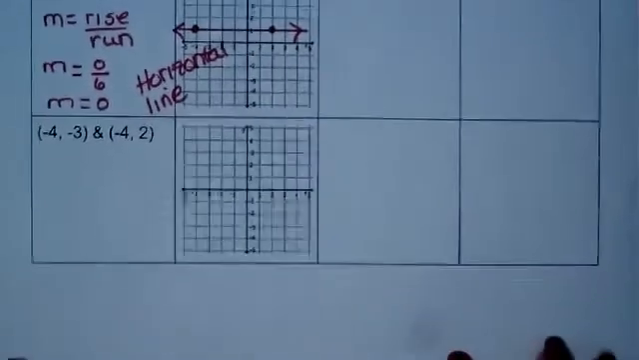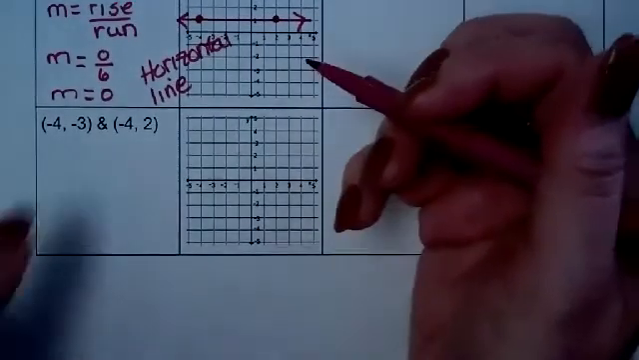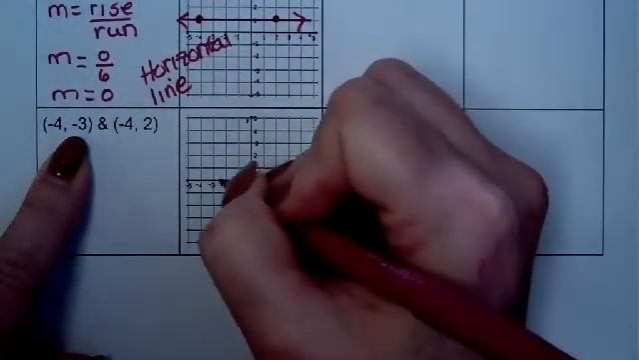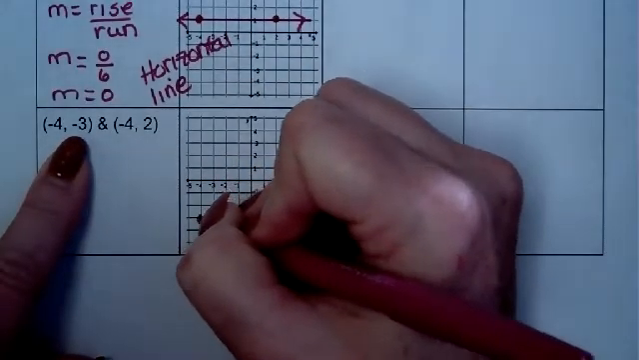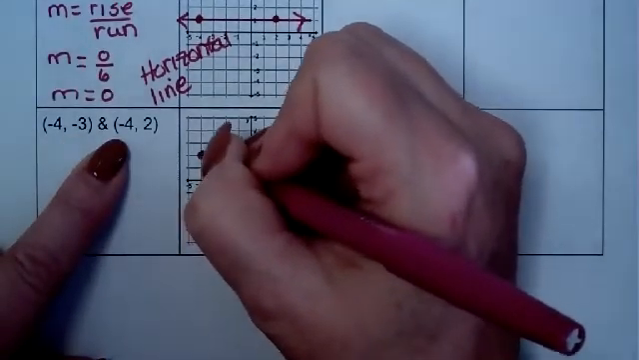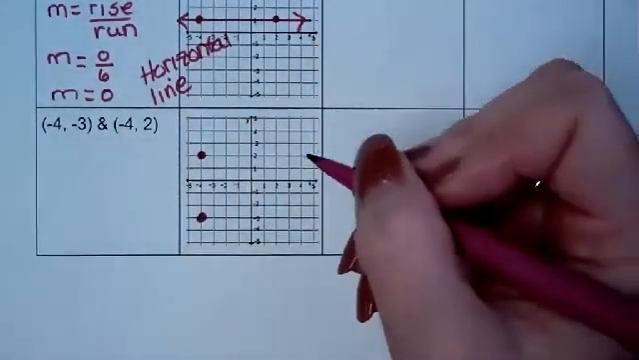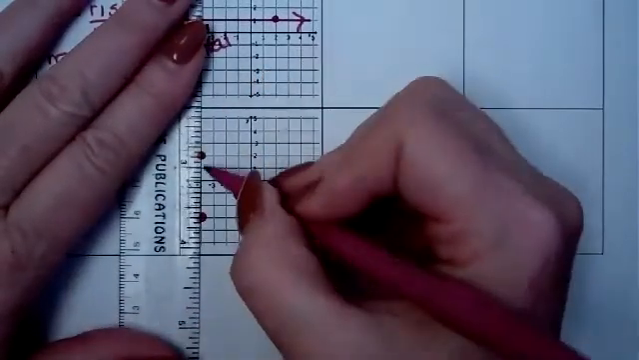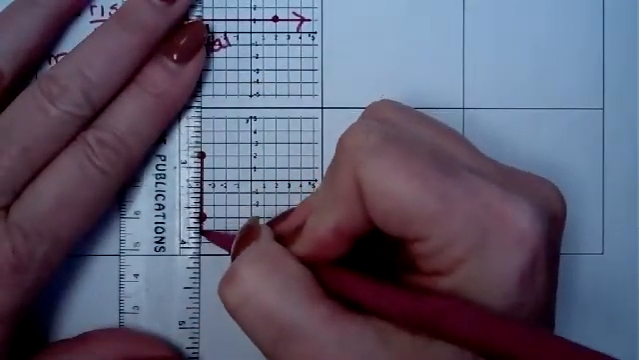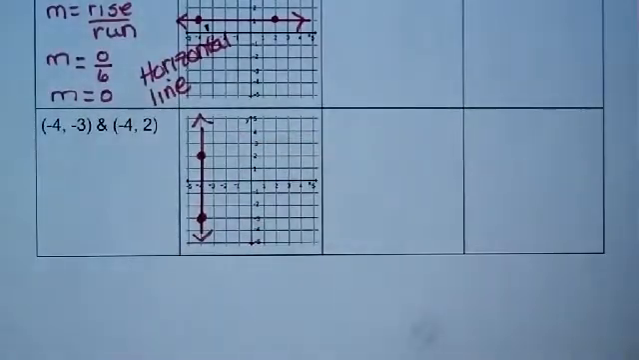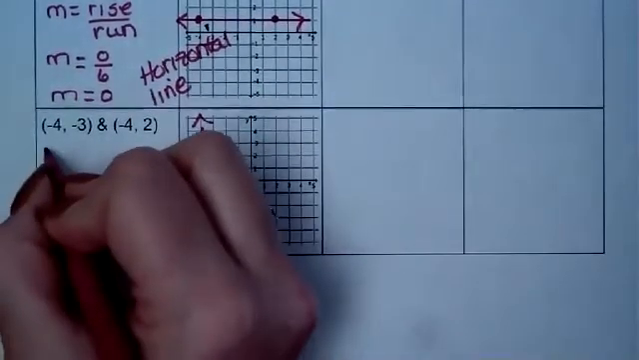Okay, so let's look at number 4. Now let's graph number 4. We've got -4, -3, 1, 2, 3, 4, 1, 2, 3 right here. And we've got -4, +2. So I see this vertical line. Now, if I tried to make a right triangle like I did in the first 2, I wouldn't be able to, would I? Nope. But we can still think about rise over run.